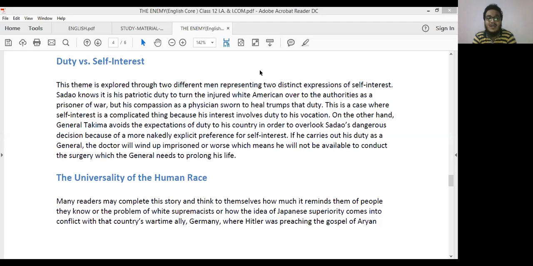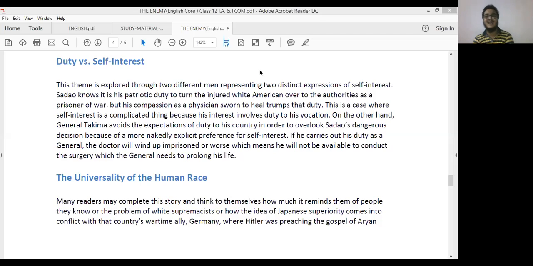If he carries out his duty as a general, the doctor will wind up imprisoned, which means he will not be able to conduct the surgery which the general needs to prolong his life. So the general is also an example of the same thing. The general is also not doing his duty. He is doing his self-interest. He needs to be treated first. That's why he is not informing or sharing that secret of Sadao with everyone. He is keeping it secret. He just hides him and controls everything. Okay, at the end, the doctor is safe.